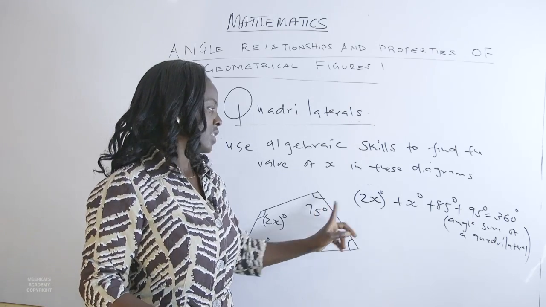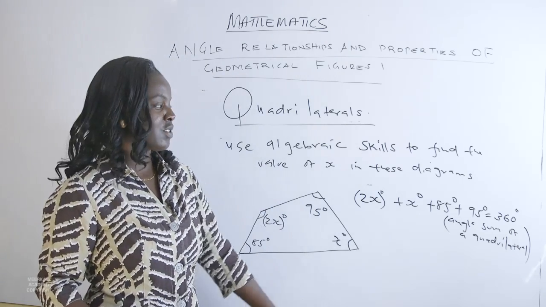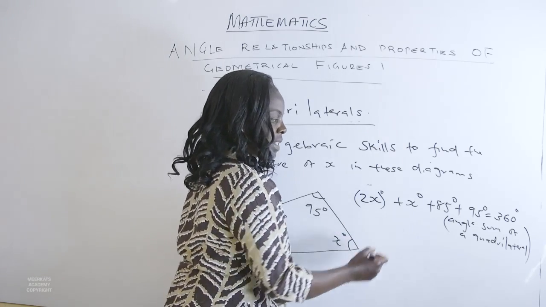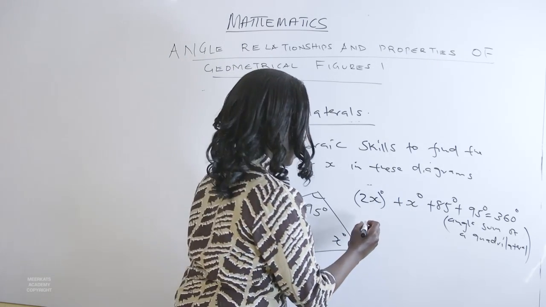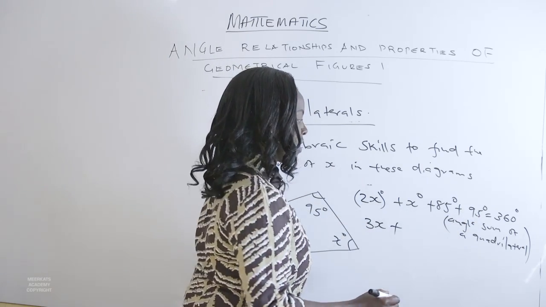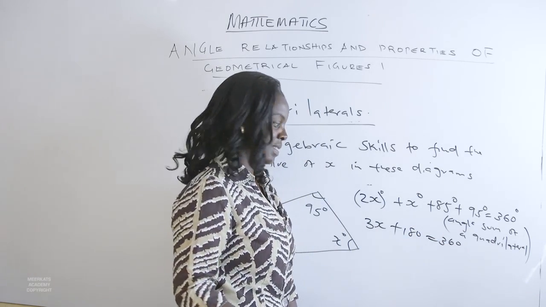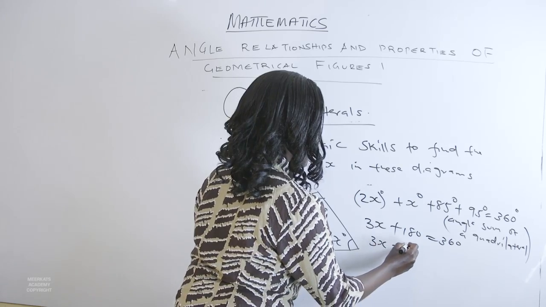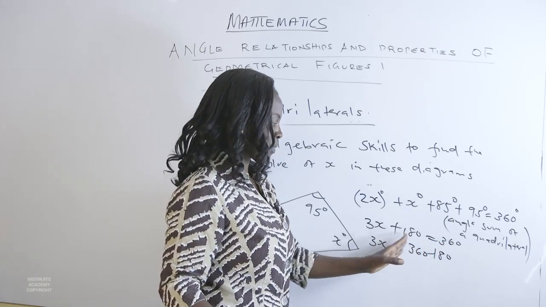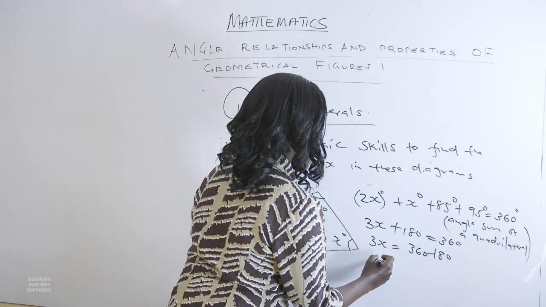So we are saying 2x plus x plus 85 plus 95 degrees should give us 360. And the reason is because these are the angle sum of a quadrilateral. So we collect the like terms, 2x and x will give us 3x. 85 and 95, if we add, that is 180, and that will be equal to 360. So 3x. If we take 180 degrees to the other side, in other words, subtract 180 from both sides.